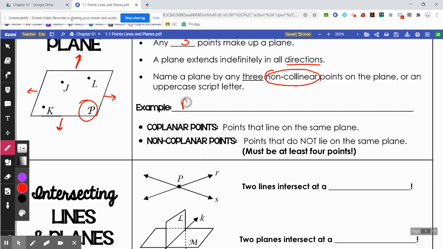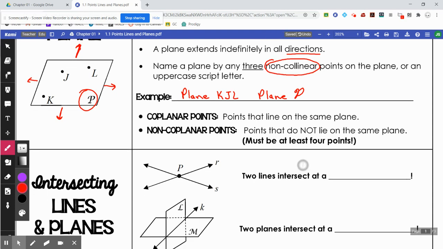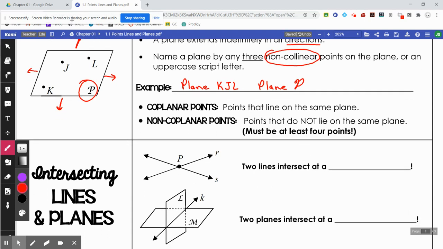So we could name this plane KJL. And again, we've got to be super careful that those 3 points are not collinear. Or we could call this plane, and we could use that cursive letter, plane P, if you just want to make it cursive looking there. Again, coplanar means that the points lie in the same plane. So here K, J, and L would be coplanar.